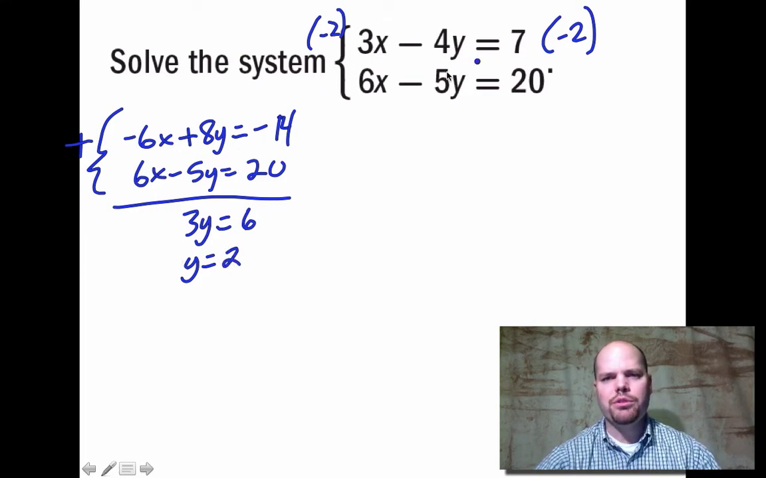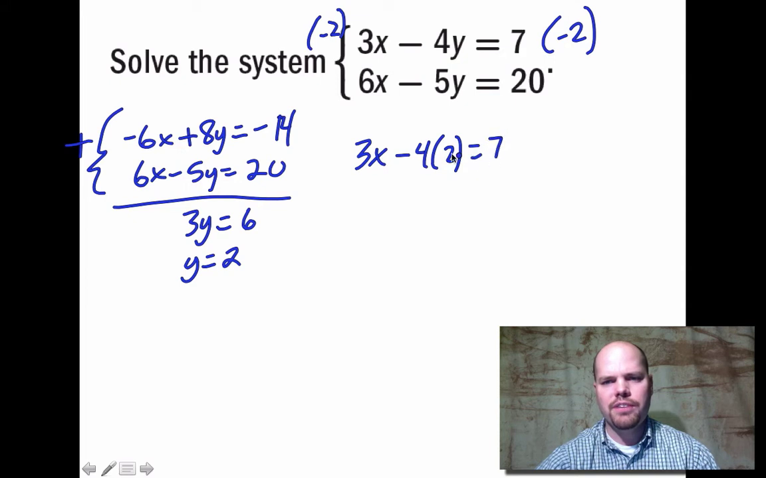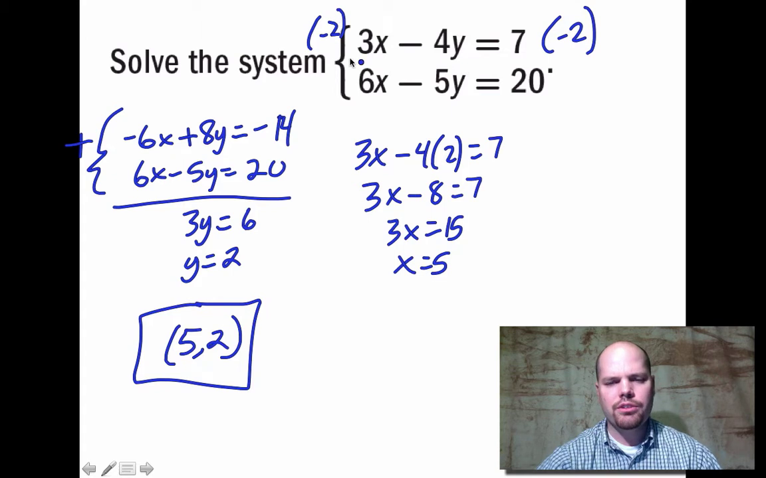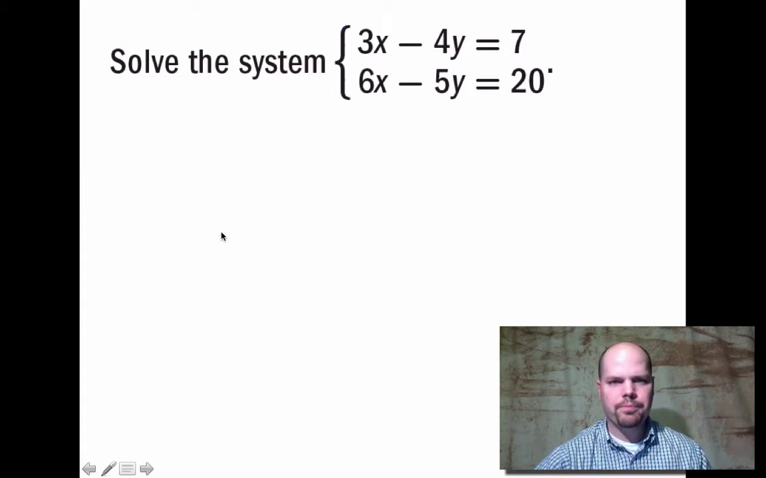Once we know y equals 2, we can use one of the original equations, either these two or these two. I'd probably use the top one just because it has the smaller amount of numbers. So I'd go 3x minus 4 times 2 equals 7. 3x minus 8 equals 7. Add 8 to both sides. 3x equals 15. Divide by 3, x equals 5. So my solution would be (5, 2). And you could check that if we needed to.